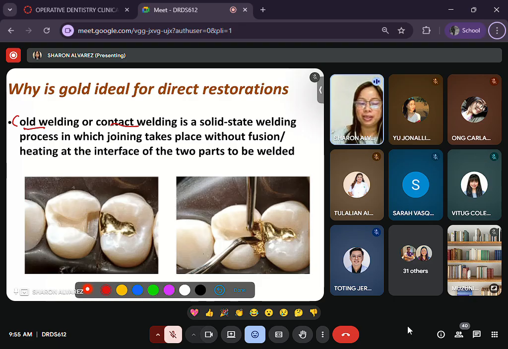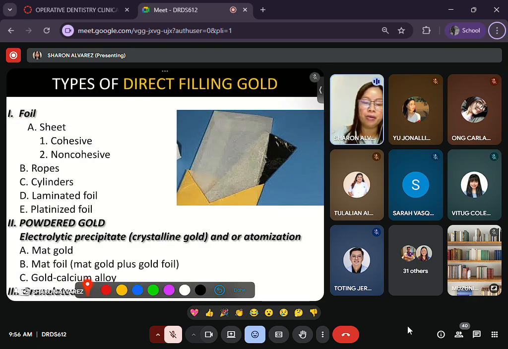The only requirement for pieces of gold to combine together is that the surface must be pure or clean without contaminants. There are ways by which we can clean or maintain the purity of the surface of the gold, so that when you use it for direct restoration, they can combine. They can possibly become cold welded. Okay, later we will be discussing that. For now, let's discuss the different types of gold for direct filling.